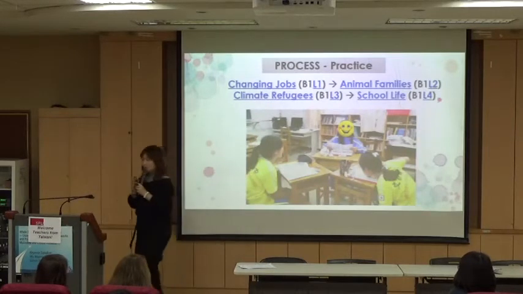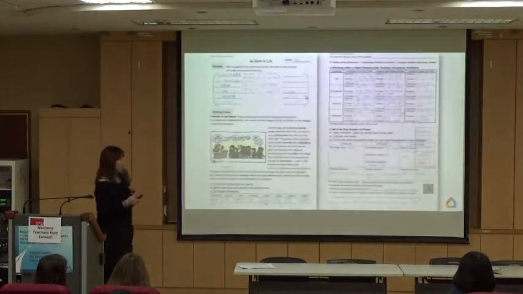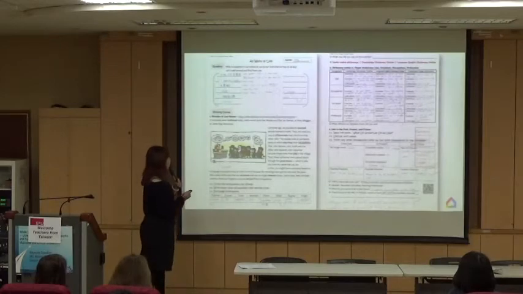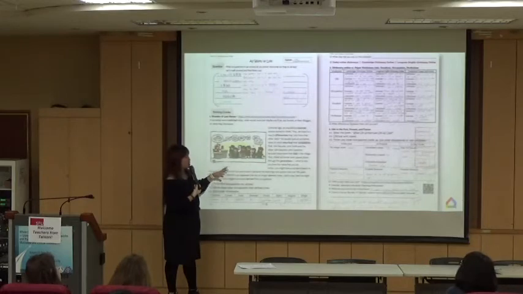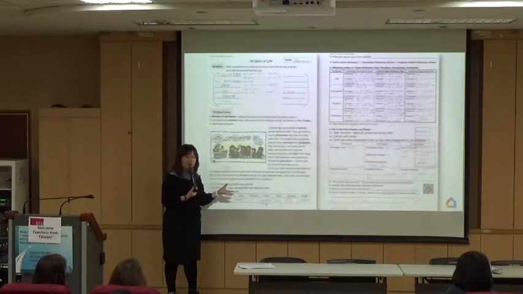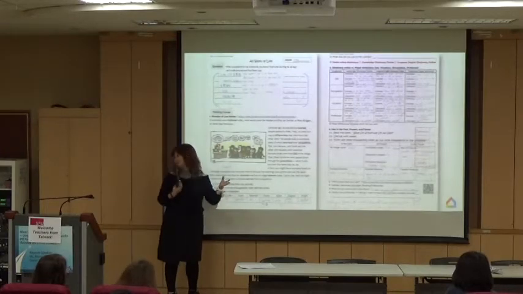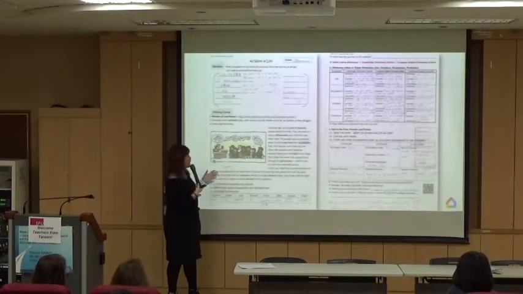So let's take a look at my students' worksheets. The first one is about changing jobs, so I use this passage. This passage talks about why Western countries created surnames. Because in the very beginning, they only had given names. But when they called John, everybody would turn back and we don't know who he is. So that's why they had to create surnames.